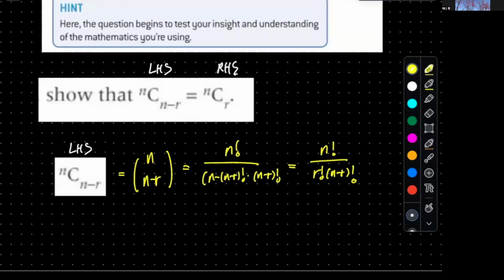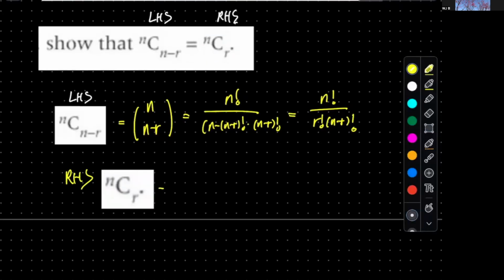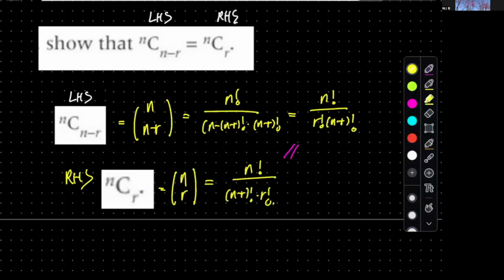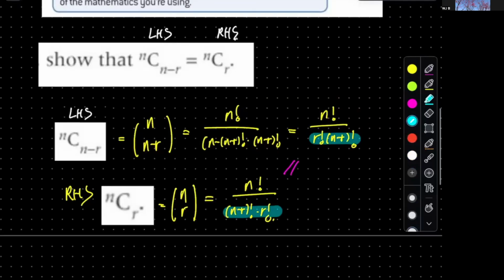So that's okay. But also I can show the right hand side, n choose r, which is going to be the same as this. And I use the definition again. Okay, so from here, what you realize is that they are the same because multiplication is commutative. Changing the order doesn't change the value, right? So you're going to say, well, they are the same by the commutative property.